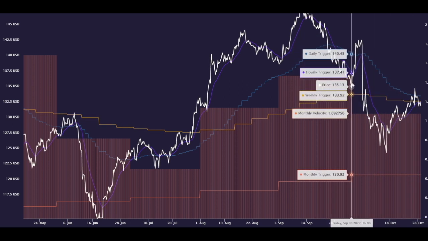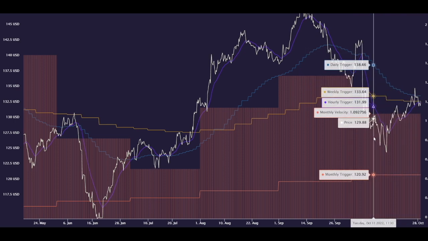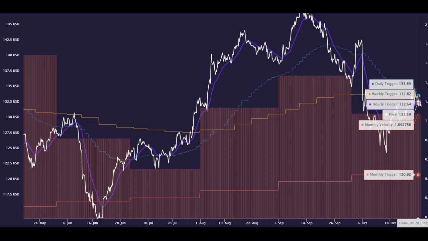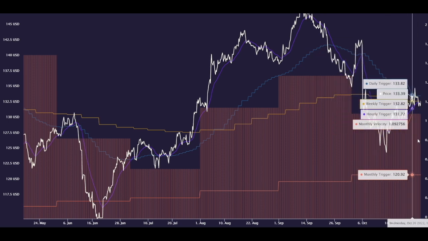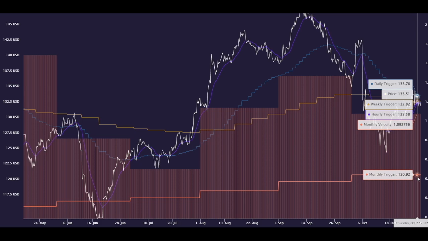Now look at this. The monthly velocity is calculated on the first of every month. So the previous monthly print, this monthly print that you're seeing, 1.09, was calculated when price was up here at 135, 136. So that means on Monday, if price closes at 132, monthly velocity will go down once more. And so this is going to turn out to be a great short down to the monthly trigger. So we want to short this to 120.